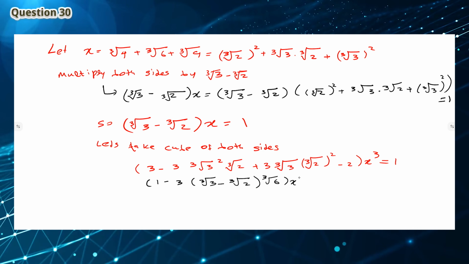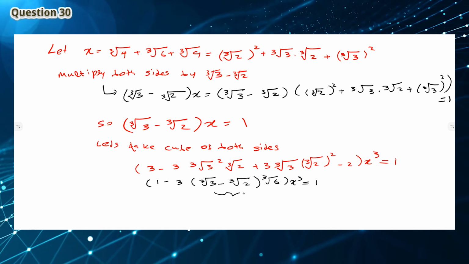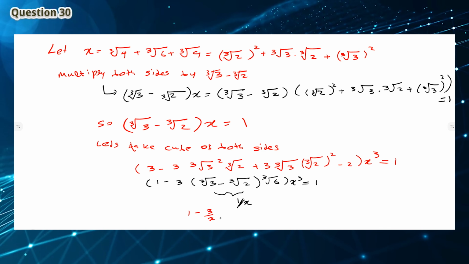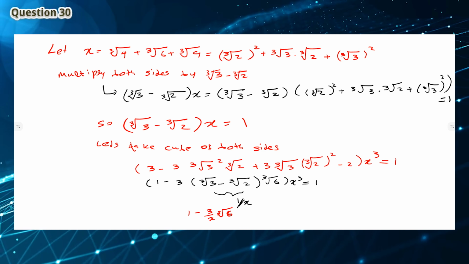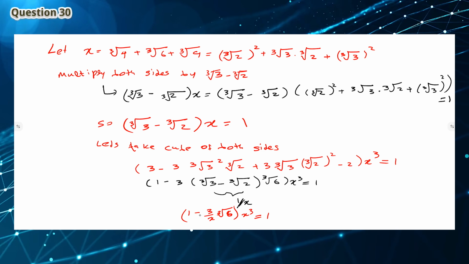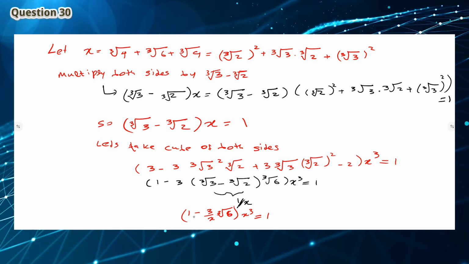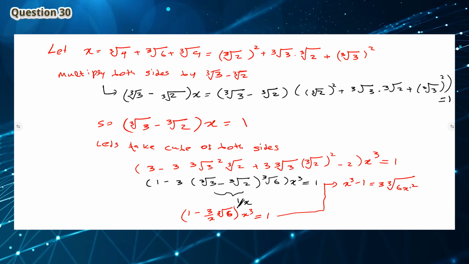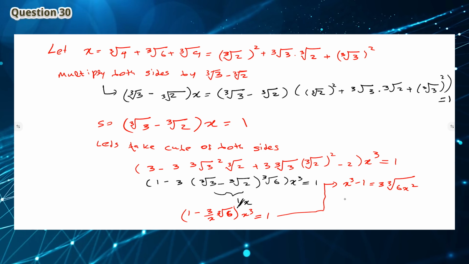Since the cube root of 3 minus the cube root of 2 is equal to 1/x, we come to the conclusion that (1 minus 3/x) times the cube root of 6 times x cubed is equal to 1. We can expand and simplify this to find that x cubed minus 1 is equal to 3 times the cube root of 6 times x squared.